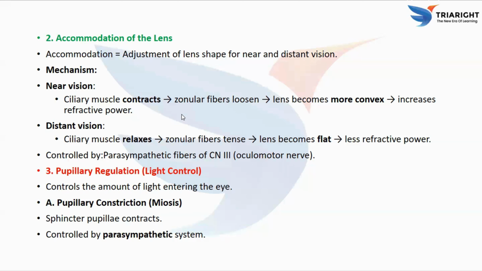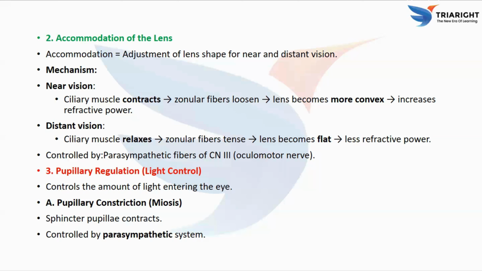Next is pupillary regulation, which is also called light control. The pupil adjusts to control the amount of light entering the eye. If there is too much light, the pupil constricts. If there is low light, the pupil dilates. So what is pupillary constriction? It happens when there is bright light or when focusing on near objects.